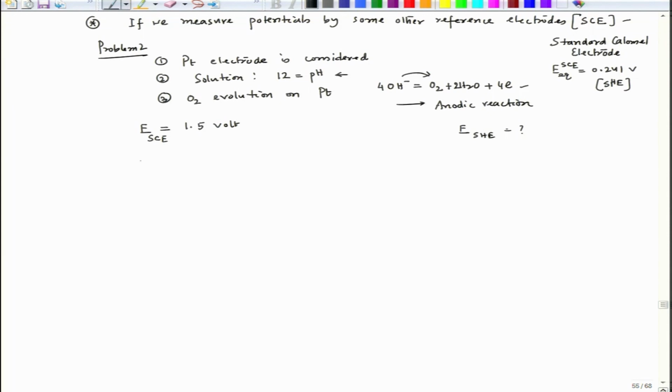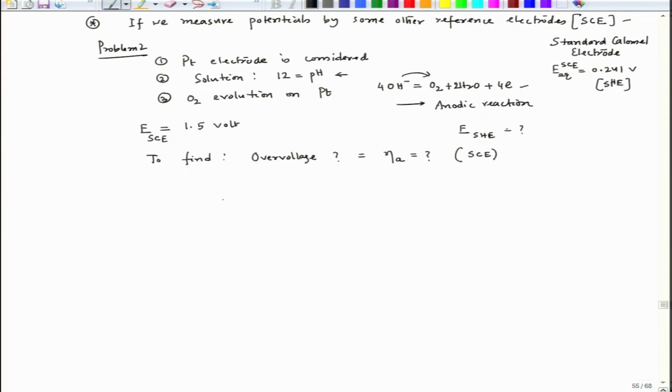we have to find out the overvoltage. How much is the overvoltage? Since it is anodic, we have to find out eta A, and this is to be found out with reference to the standard calomel electrode. So, how to solve this? Let us plot this.